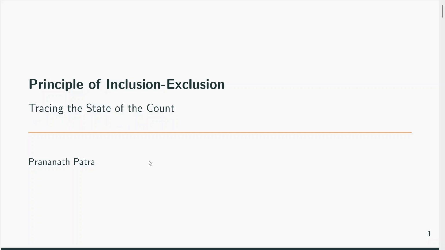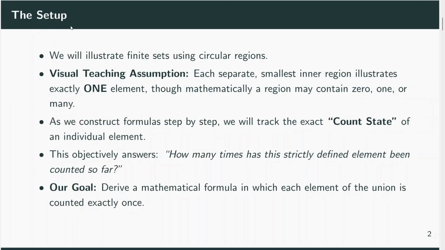The setup. Before we dive into any formulas, I want to make sure we are all looking at the world in the same way. Throughout this lesson, we are going to represent finite sets, that is, collections of things with a definite, countable size, as circular regions. Think of each circle as a bubble holding a group of elements. Simple enough, right? Now here is an important agreement I want us to make about how we read these diagrams.